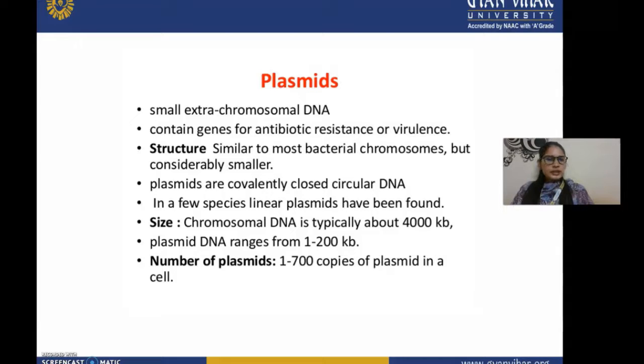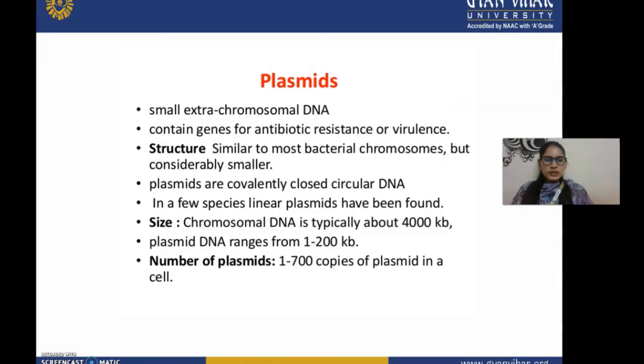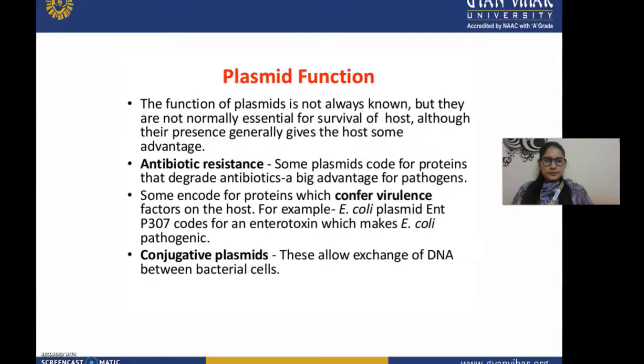Now, plasmid. A plasmid is a small extrachromosomal DNA, and it contains genes for antibiotic resistance or virulence. Its structure is similar to most bacterial chromosomes but considerably smaller. Plasmids are conventionally closed circular DNA, and in a few species linear plasmids have been found. When we talk about size, chromosomal DNA is typically about 4000 kb and plasmid DNA ranges from 1 to 200 kb. The number of plasmids ranges from 1 to 700 copies in a cell.